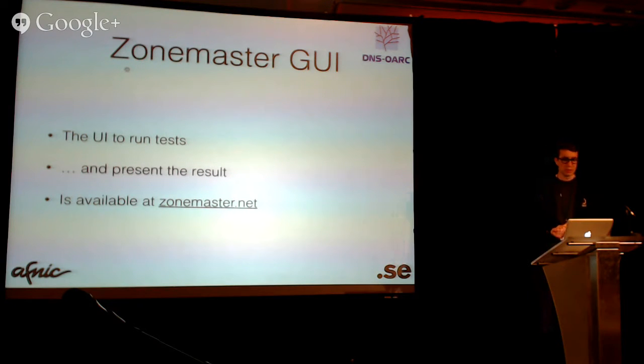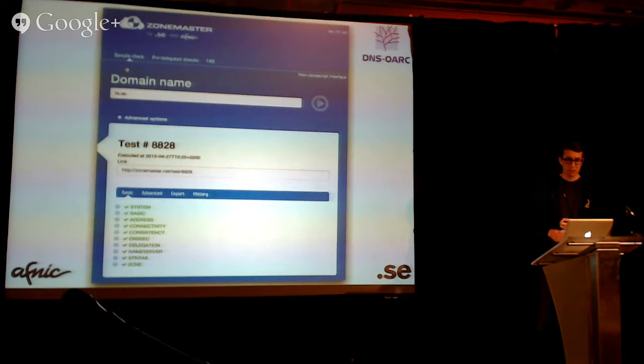The GUI is also quite simple. It runs the test for the user and presents the result. And you can see it at zonemaster.net, and it looks like this. So you have the domain name that you want to test, and then you get the result, and you can click on the different buttons to see what has actually been tested.